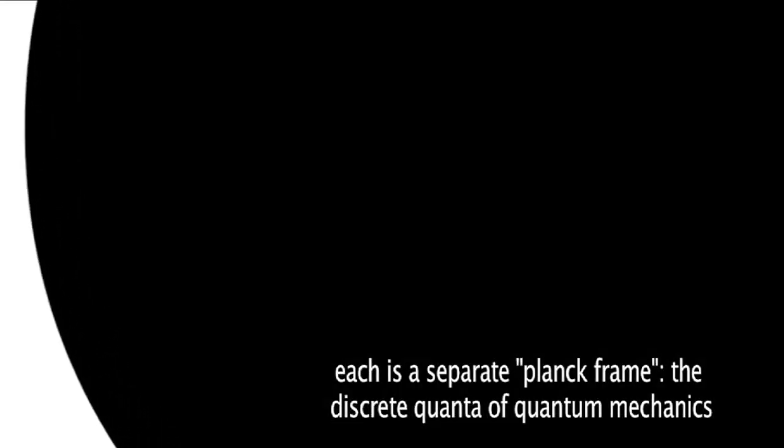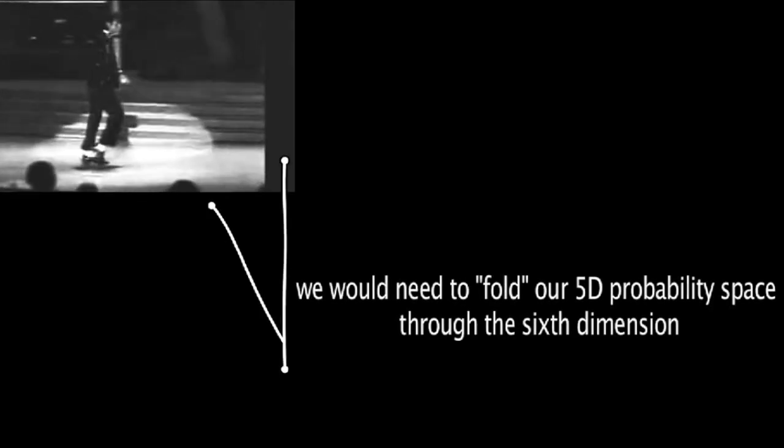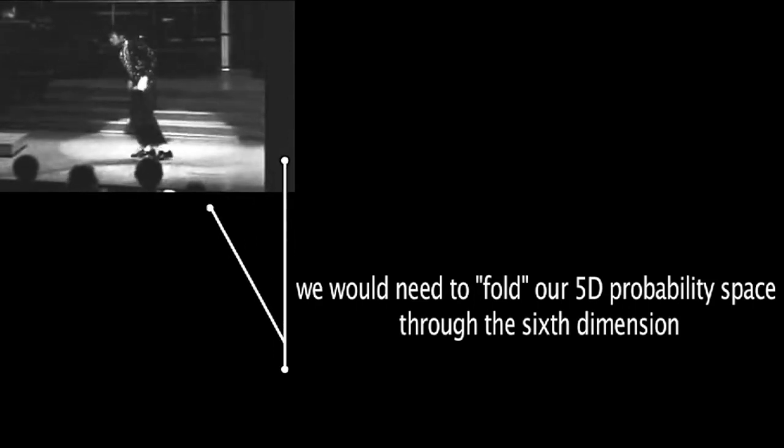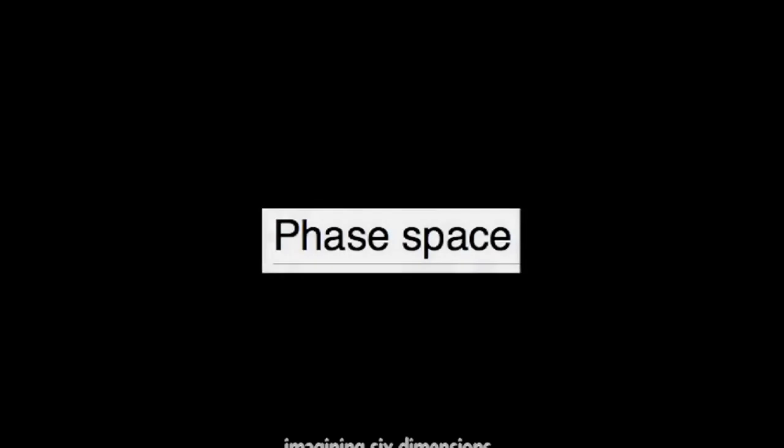So right now, there is zero probability that you or I can suddenly be in the world where, for instance, Michael Jackson is still alive. And yet the many worlds interpretation says those versions of the universe really exist within the quantum wave function. So how could we get there? We would need to fold our 5D probability space through the sixth dimension. I like to call the sixth dimension our universe's phase space.